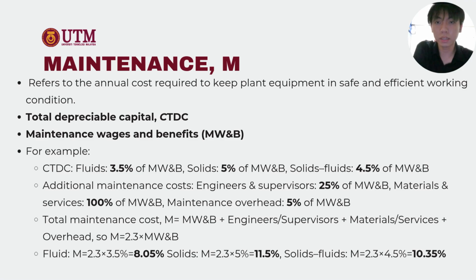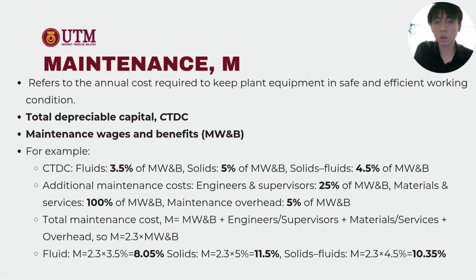Next, I will talk about the maintenance. Maintenance refers to the annual cost required to keep plant equipment in safe and efficient working condition. There are two key points for maintenance. The first one is total depreciable capital (CTDC), and the second one is maintenance wages and benefits (MWMB). For example, the MWMB for fluid is 3.5% of CTDC, solid is 5%, and solid mixed with fluid is 4.5%. Additional maintenance cost for engineer and supervisor is 25% of MWMB, material and service 100% of MWMB, and the maintenance overhead is 5% of MWMB.